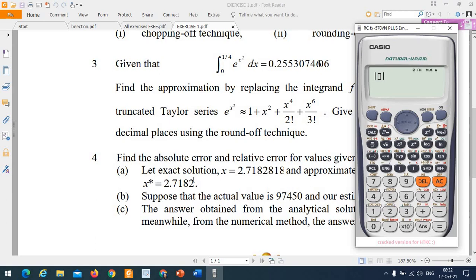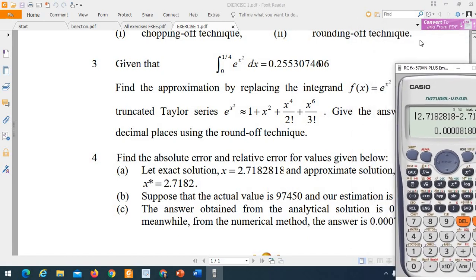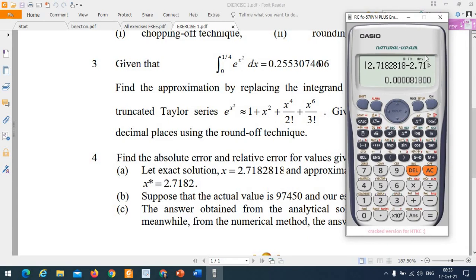You put exact minus approximate or approximate minus exact, it doesn't matter because you always take the magnitude. So if negative, you make it become positive. And then you just key in 2.7182818 minus 2.7182. Press it. So this is the absolute error. Oh, okay, Doctor. So you obtain this one, the absolute error.